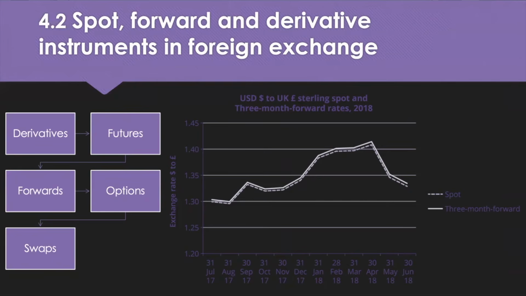But the derivatives are the underlying asset that's used to determine the price of a derivative. So when the price changes, so does the derivative. It's a security that needs an underlying asset to determine its value.